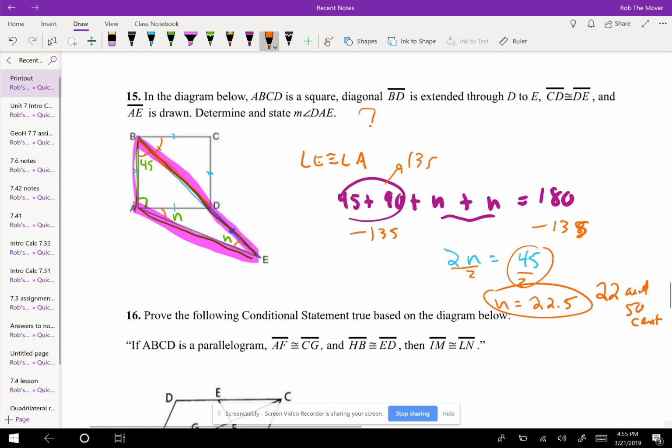Or 22 and 50 cent. If you want to speak in rapper terms, I got 22 and 50 cent over here. You got a 22 caliber and you got 50 cent. So in your mind, you're picturing that picture of 50 Cent with the .22 caliber. Okay, that's the answer. Peace out.